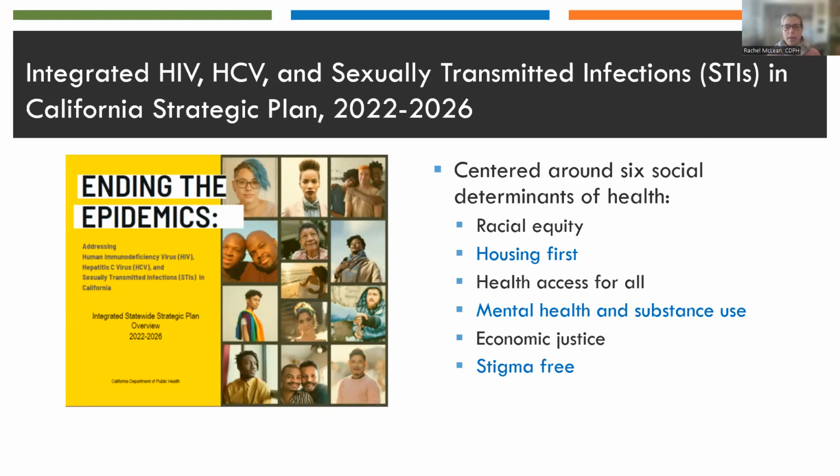Because as the previous speaker mentioned, the tip of the iceberg is the diseases themselves, and really the iceberg itself is the social determinants that are driving transmission. So the 6 social determinants of health that our plan is centered on include racial equity, housing first, health access for all, mental health and substance use, economic justice, and stigma.